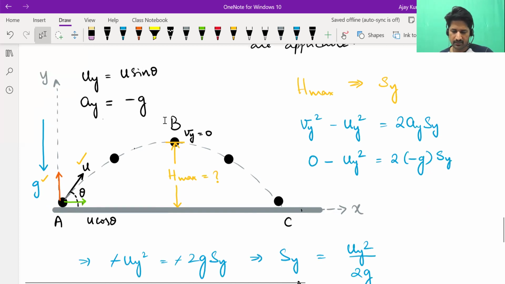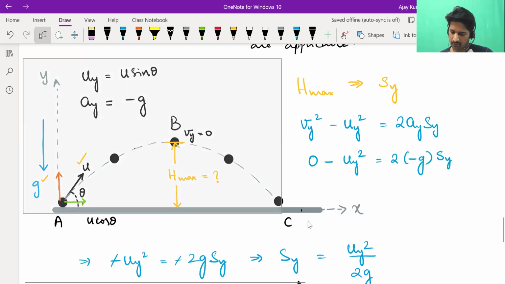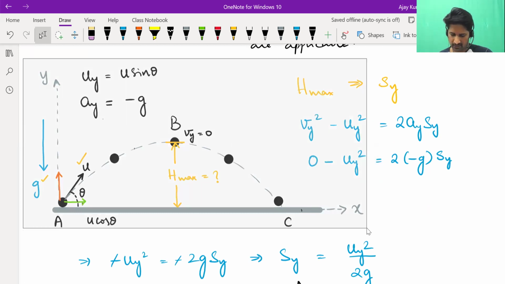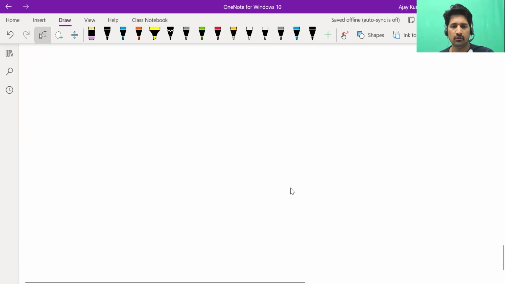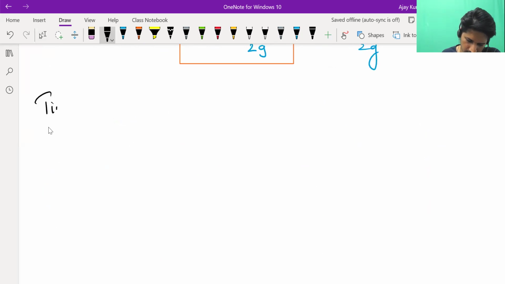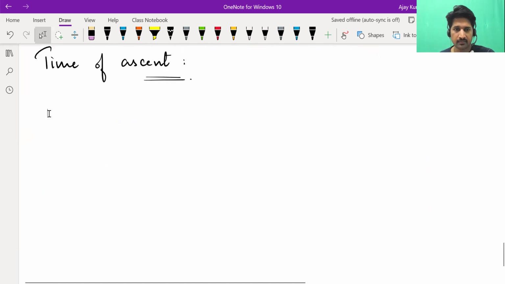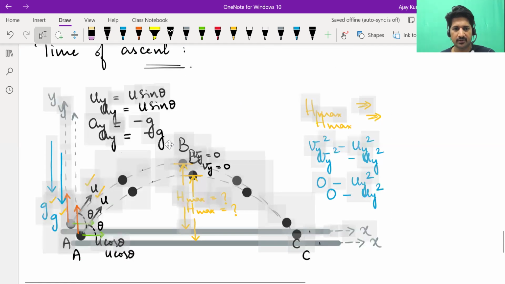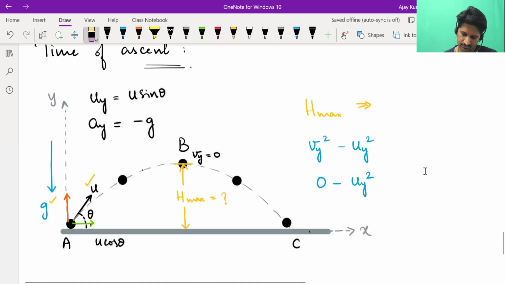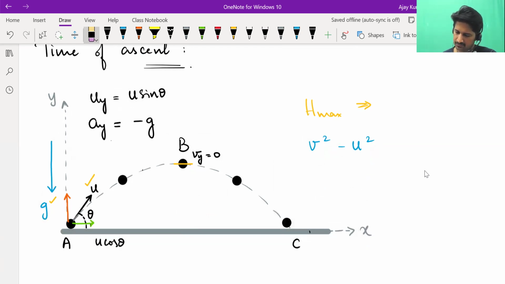Next, we need to derive the time of ascent. Time taken to go from the point of projection to that maximum height. So the time taken to go from A to B is what we want. Yusuf, do you remember the time of ascent when the object is projected straight up? Anyone? If not, Yusuf. The time of ascent when the object is projected straight up. The root of 2h by g.